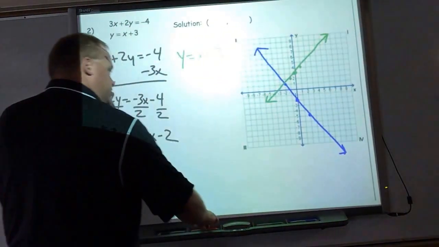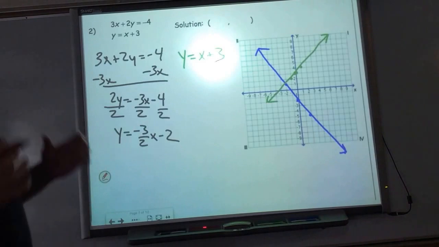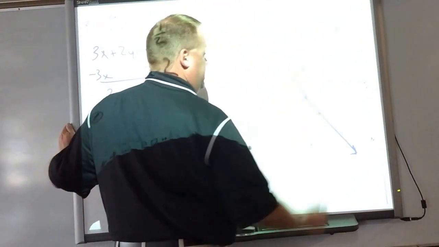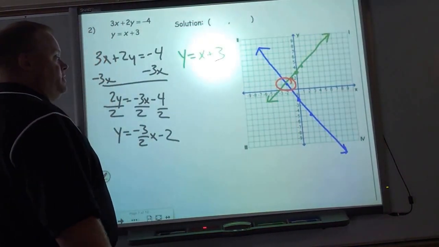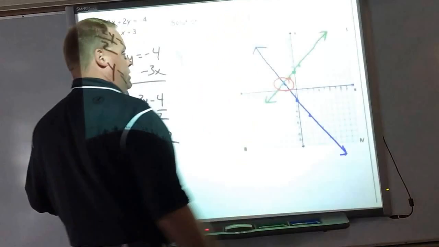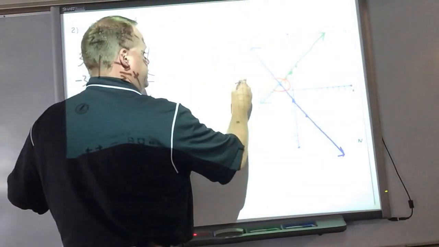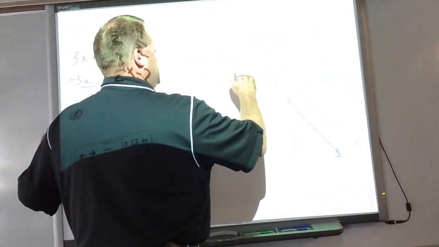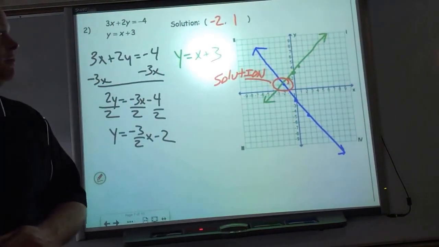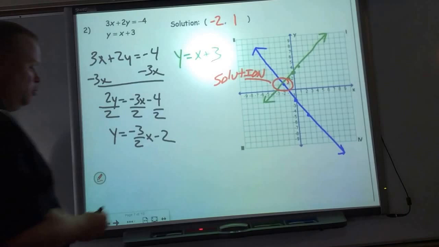Well, where these two cross is my solution. They meet at the point negative 2, 1. So my solution is going to be at negative 2, 1, where they meet. So this is my solution. All right, got a couple more for you.